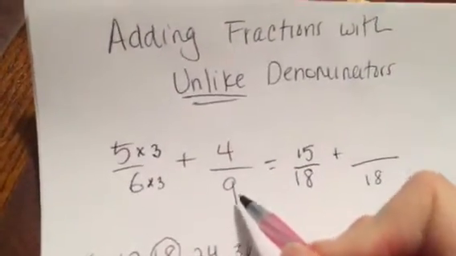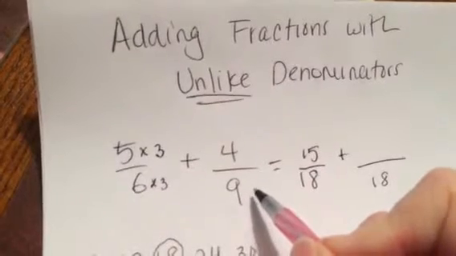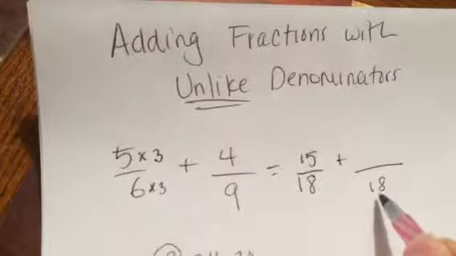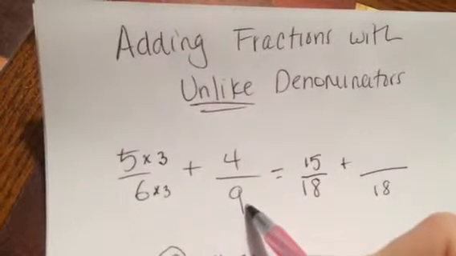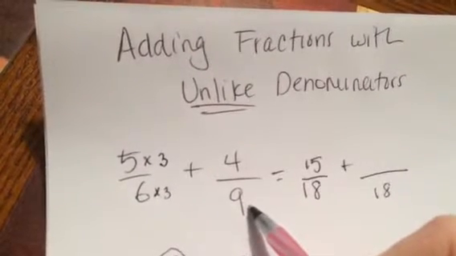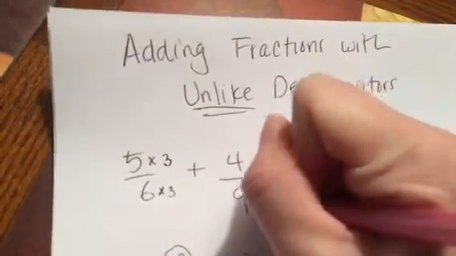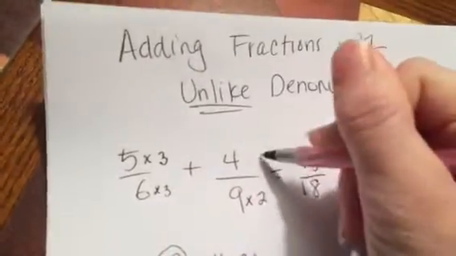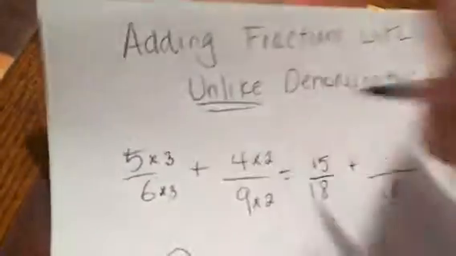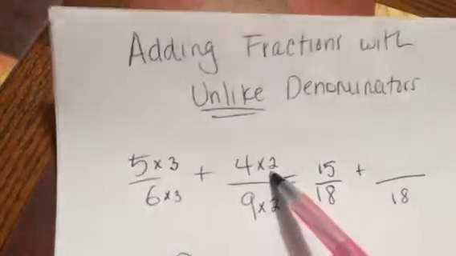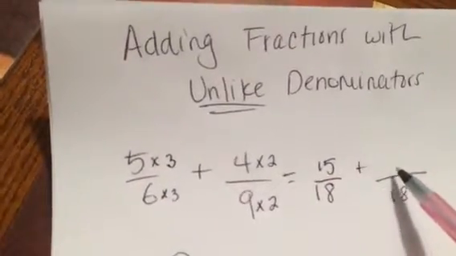Now my other fraction also needs the denominator of 18. So I have to think about, what did I multiply the bottom by to get 18 as my denominator? And I multiply 9 by 2. Whatever I do to the bottom, I have to do to the top. And my new numerator is 4 times 2, which is 8.